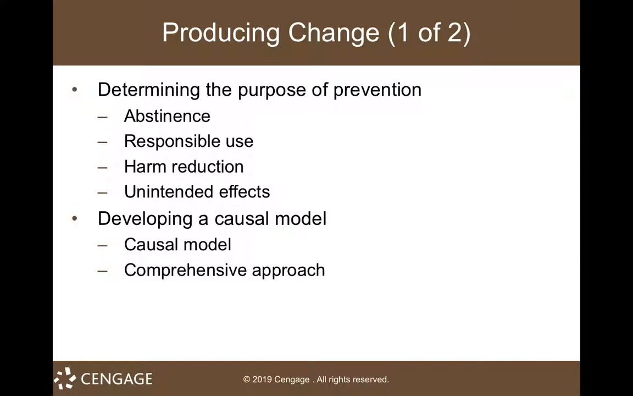So we want to look at what is the purpose of prevention and what are we trying to prevent. Abstinence-only education often uses scare tactics or comparisons. We have the Meth Project that has very scary images and ads. There are programs that are trying to help people be educated for responsible use, and that might be like the drunk driving commercials and campaigns. It's very closely related to harm reduction. And then we have unintended effects. Abstinence might be a good goal, but it also could be a potentially harmful one as well.